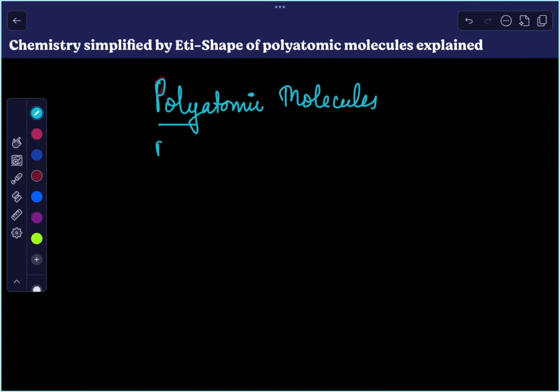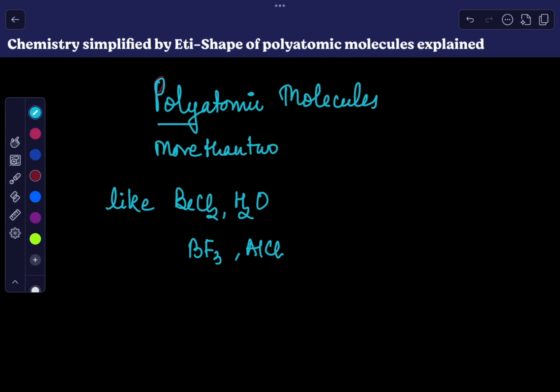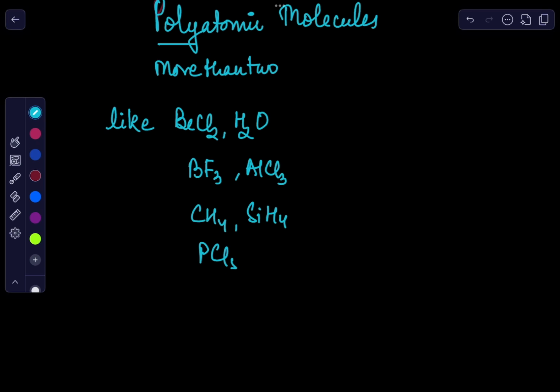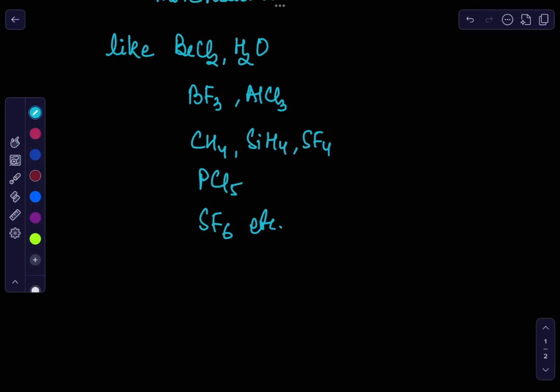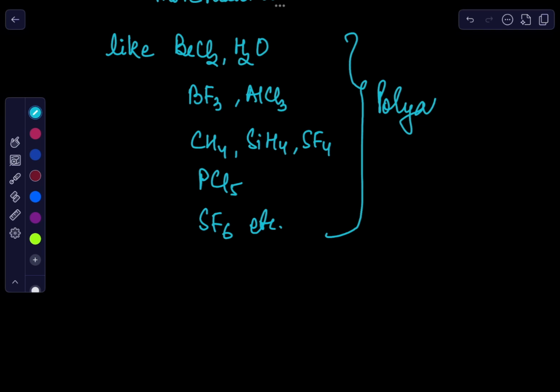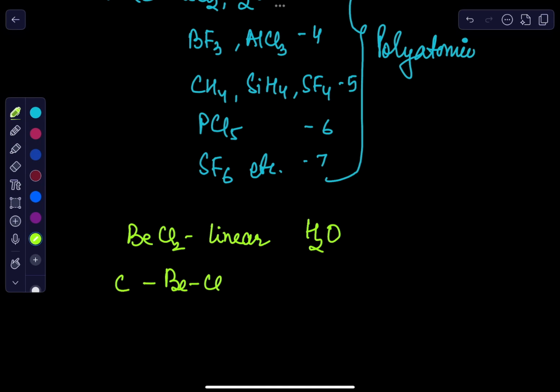Hi everyone, let's discuss hybridization, which is explained for polyatomic molecules. Polyatomic molecules means the molecules which contain more than two atoms. So I am writing some cases here. You can see that these molecules contain more than two atoms. So hybridization has been explained for all these atoms. And these all are polyatomic molecules containing 3, 4, 5, 6, and 7 atoms respectively.